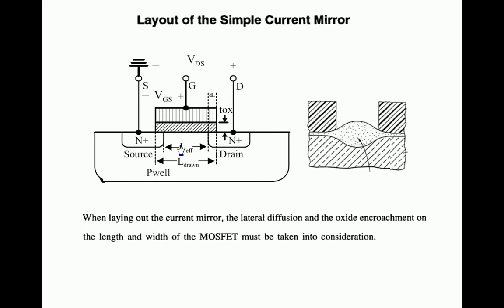So whenever laying out the current mirror, the lateral diffusion and oxide encroachment on the length and width of MOSFETs must be considered. That is, we have to consider this delta L as well as delta W. So we must go with L effective and W effective, not the L drawn and W drawn.